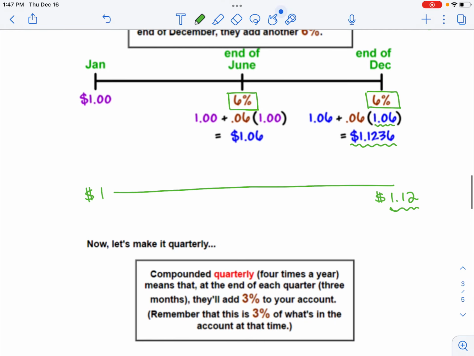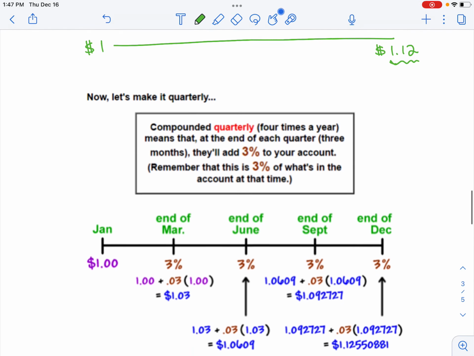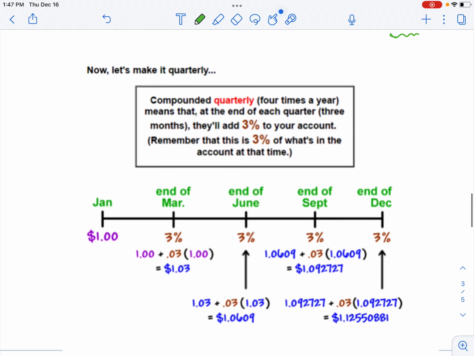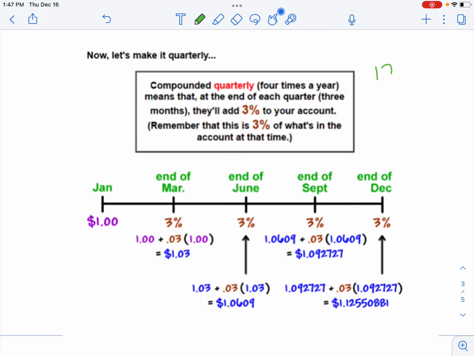Now what if we looked at an example where our money was compounded quarterly? If our money is compounded quarterly, now our 12% is being applied to our money 4 times a year. So if we break up the 12%, divide that by 4, we would get 3%, and that 3% is going to get added to our money 4 times throughout the year, at the end of each quarter. So technically, if you did take the year and break it up into 4 quarters, the end of March would be the end of the first quarter. So I'm going to end up with $1.03 by the end of March.